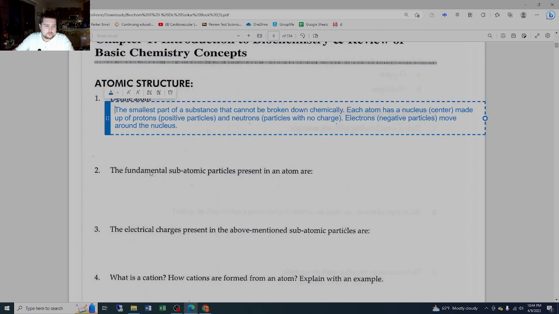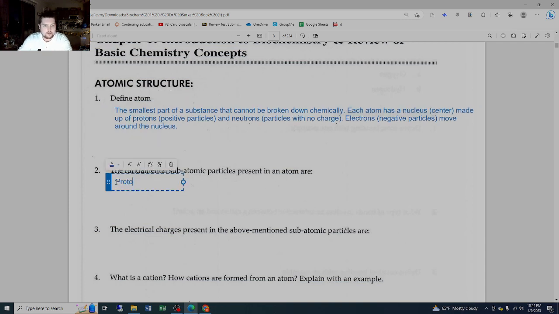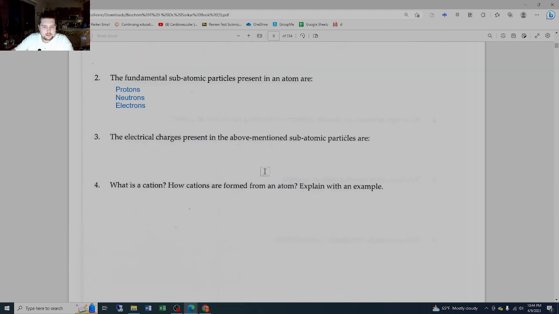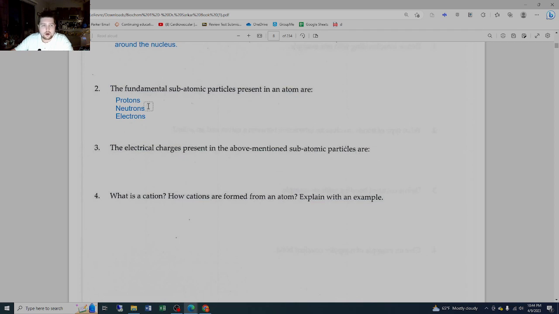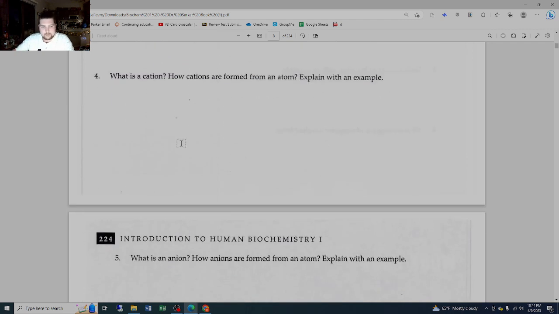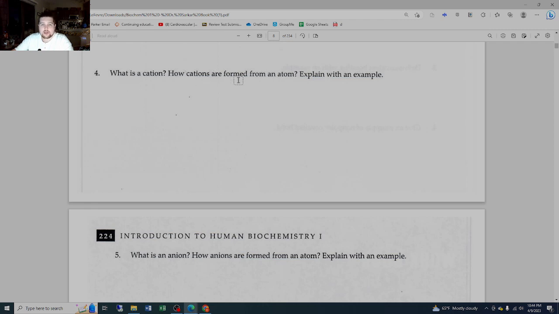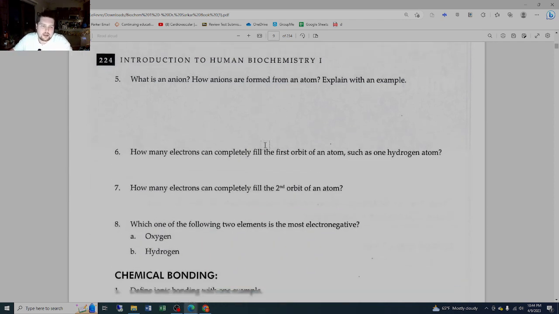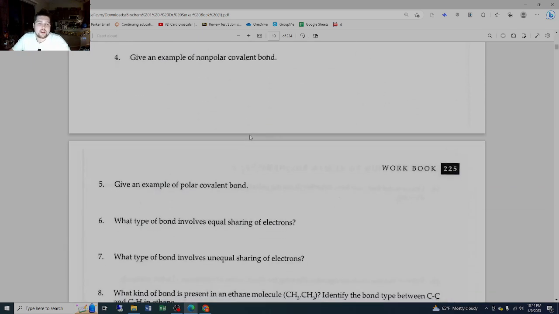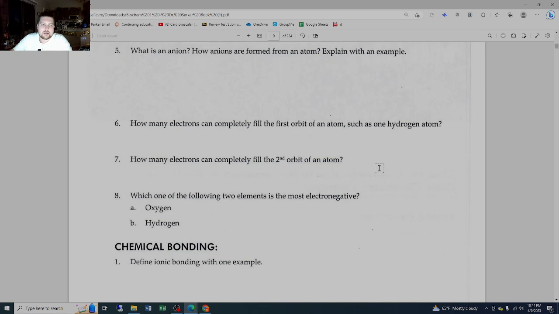But even the next question, the fundamental subatomic particles present in an atom are protons, neutrons, and electrons. The electrical charges present in these subatomic particles are, remember, protons pro-positive, neutrons are neutral, and electrons are negative. What is a cation? How are cations formed from an atom? Going through these questions and answering them, especially if you can do this before that first week of school, is very, very helpful. I'd highly recommend doing this.